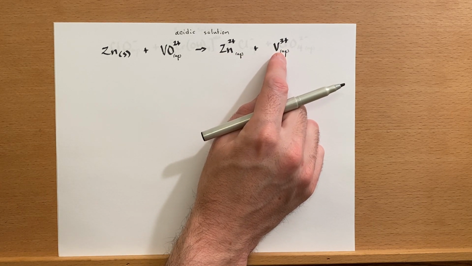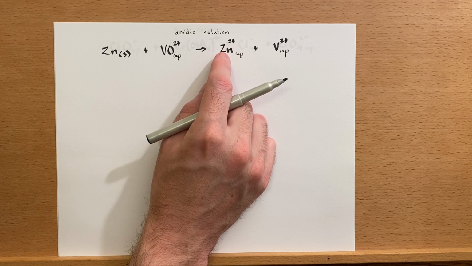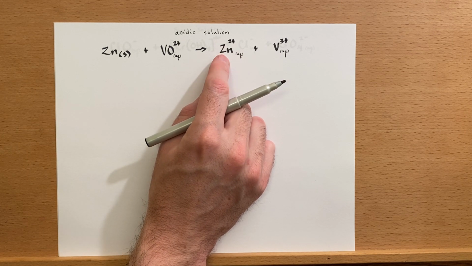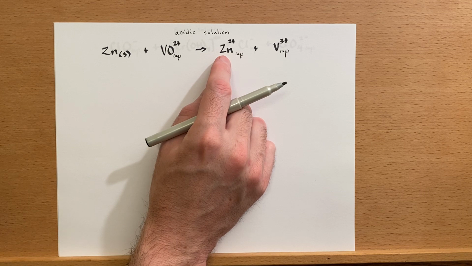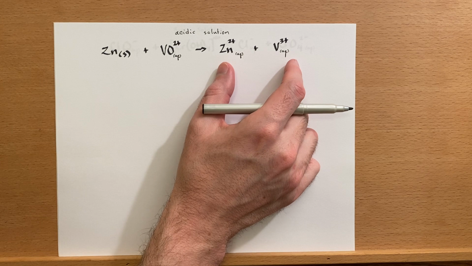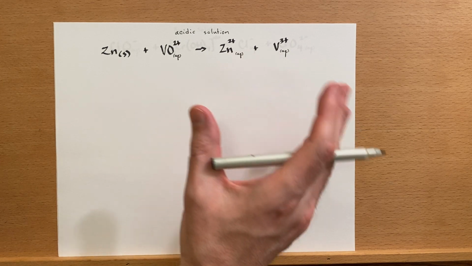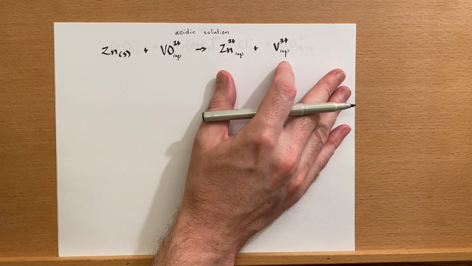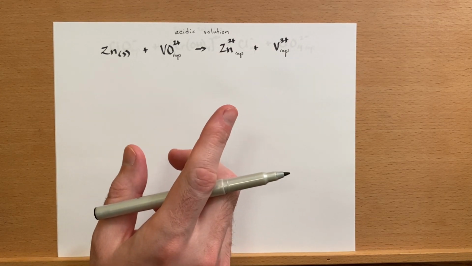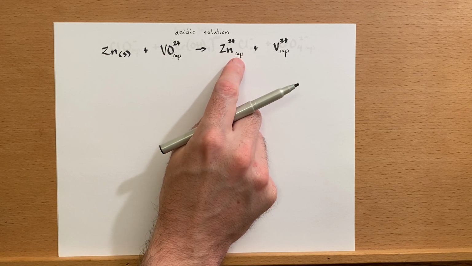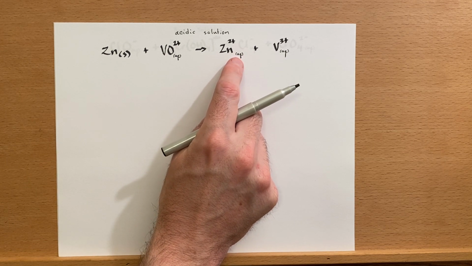So the vanadium must have been reduced because the zinc was oxidized. Now, this is done in an acidic solution. And what that means is you might notice that there's no oxygen on the product side to balance this. So you might initially think, whoa, we can't balance this equation. There's no oxygen over here to balance it. It's just a little bit hidden right here in the aqueous symbol. Right there, there's oxygen in the water.